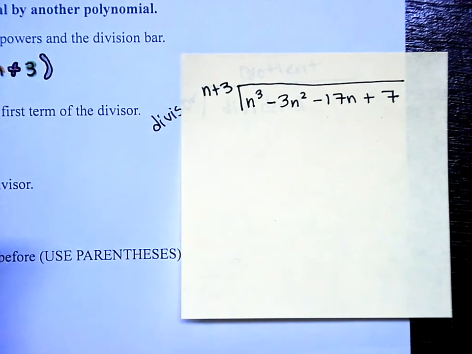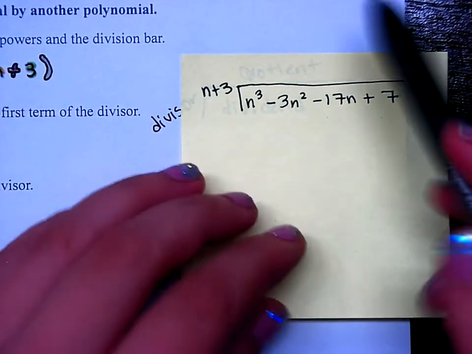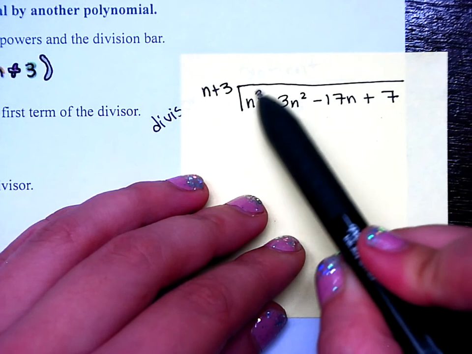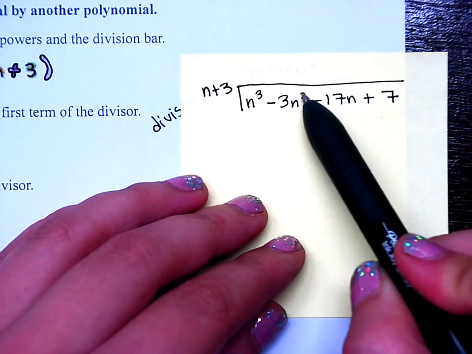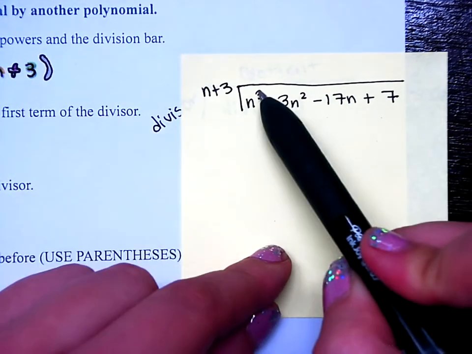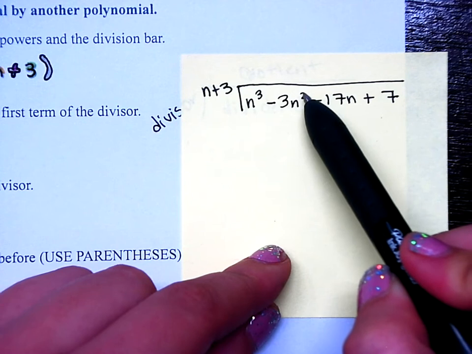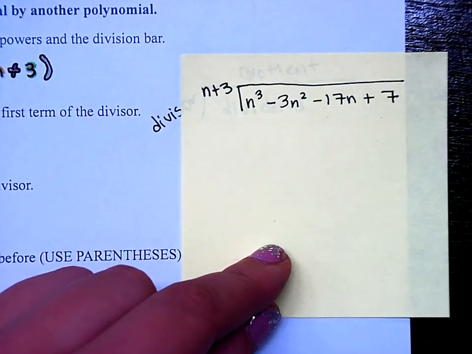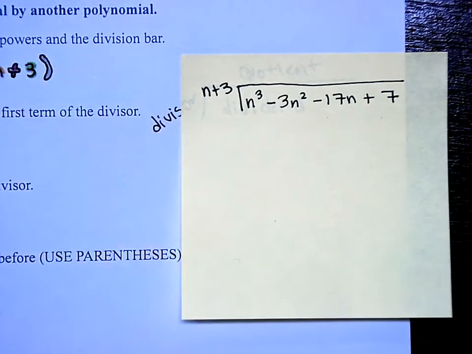And it says without missing powers. That means you want to make sure your dividend has, starting with the highest power, every one that goes after that. So I've got an n to the third, so I want to make sure I have an n squared, an n to the first, and an n to the 0 power. If I don't, which we will see in the problem after this, we have to fill that in with a placeholder.